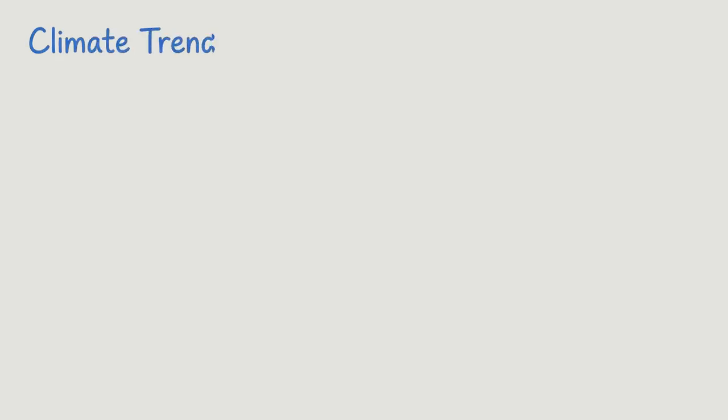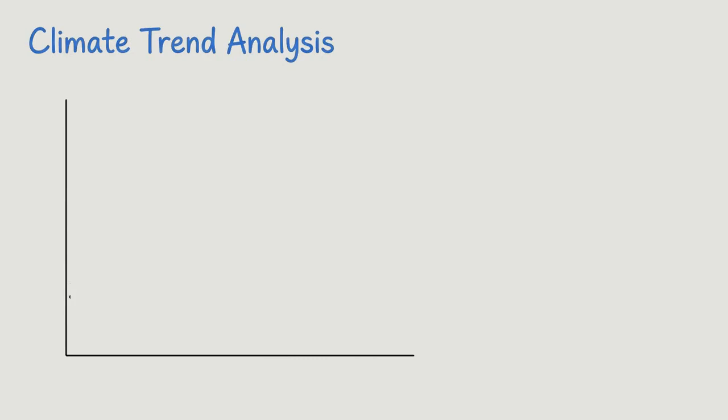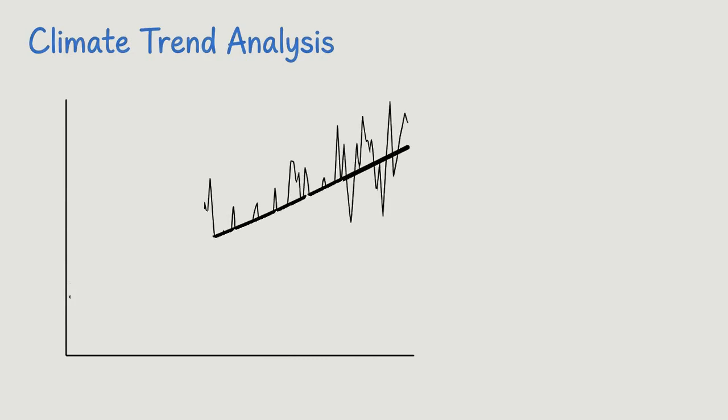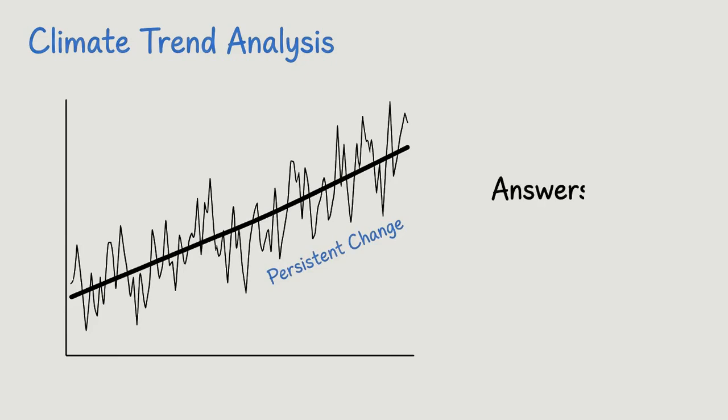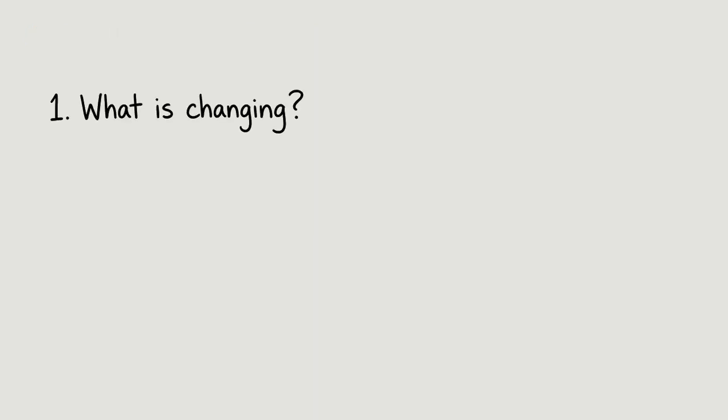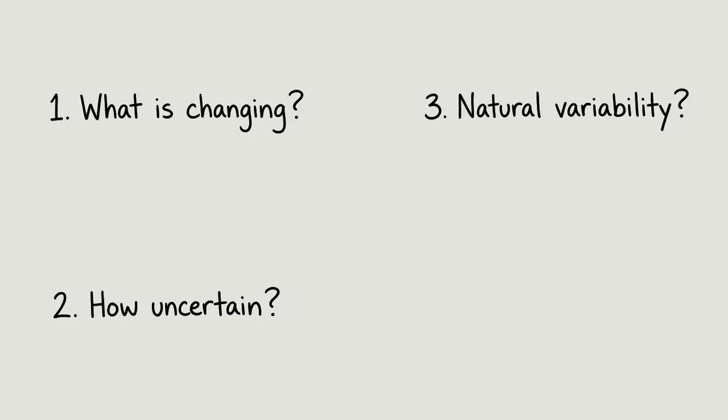A climate trend is not just a line drawn through noisy data. It is a claim that something persistent is changing over time, and that this change is unlikely to be random variability, measurement error, or an artifact of how the data were handled. Good climate trend analysis answers four questions. What exactly is changing? How uncertain is that estimate? Can it be distinguished from natural variability? And does it survive reasonable analysis choices?